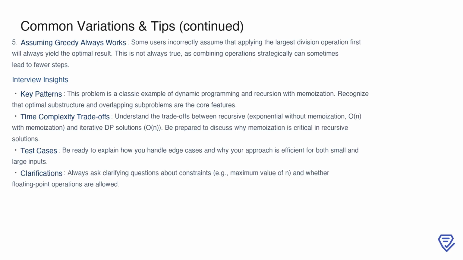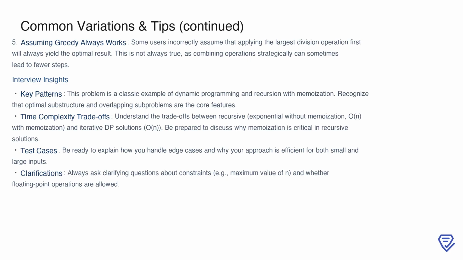Now, let's focus on key insights that can help during interviews. This problem is a textbook example of dynamic programming and recursion with memoization. Recognizing the optimal substructure and overlapping subproblems is crucial to solving it efficiently. It's also important to understand the trade-offs between different approaches. For example, a recursive solution without memoization has exponential time complexity, but with memoization, it reduces to O(n).